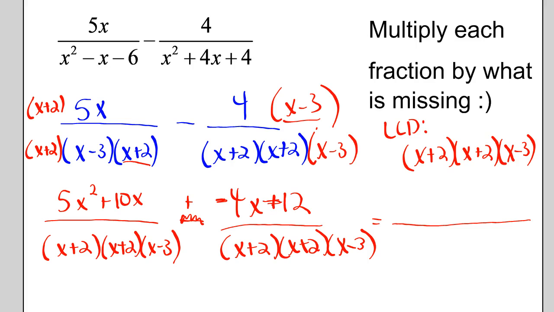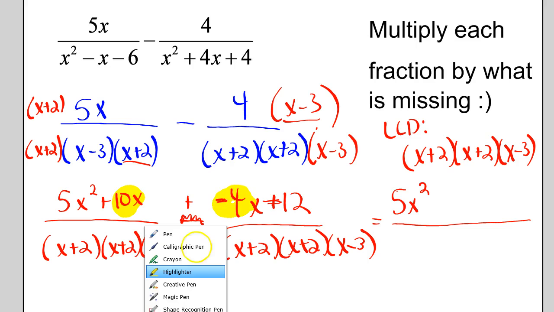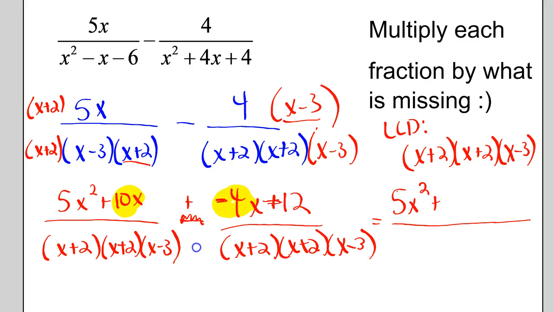So I have 5x squared. And then what I have is 10x minus 4x. 10 minus 4 is 6x. And then I've got nothing plus 12. So this is plus 12. And then my denominators, (x plus 2)(x plus 2)(x minus 3).